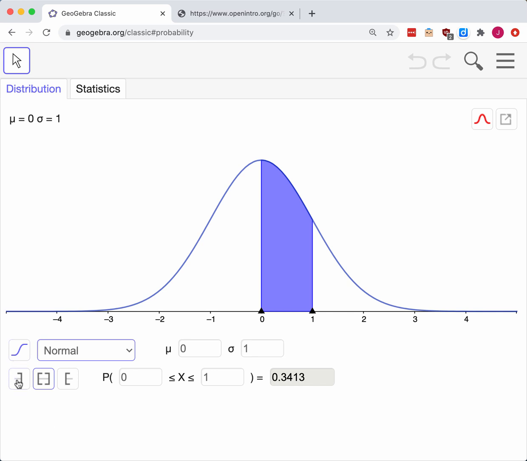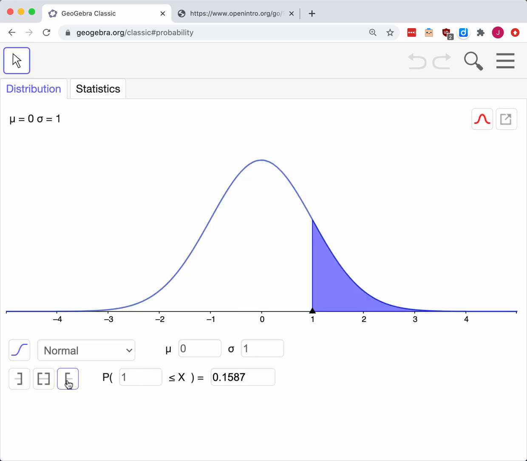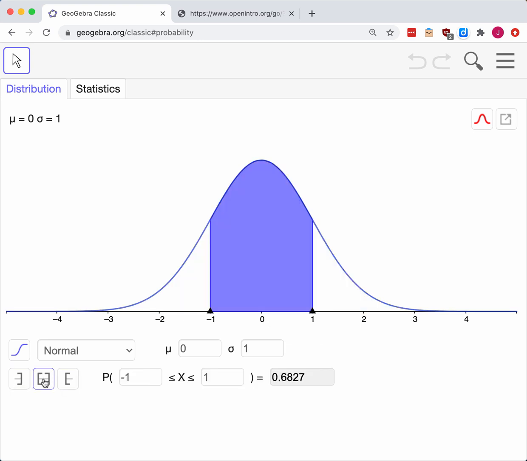And we want to work with these buttons that put left or right tails instead of area in the middle, because GeoGebra doesn't work quite like we'd like it to. So I'm going to work with area in the right tail. First of all, a 90% confidence interval means that 90% of your area is in the middle of the distribution and centered. So we have to do a little bit of subtraction.